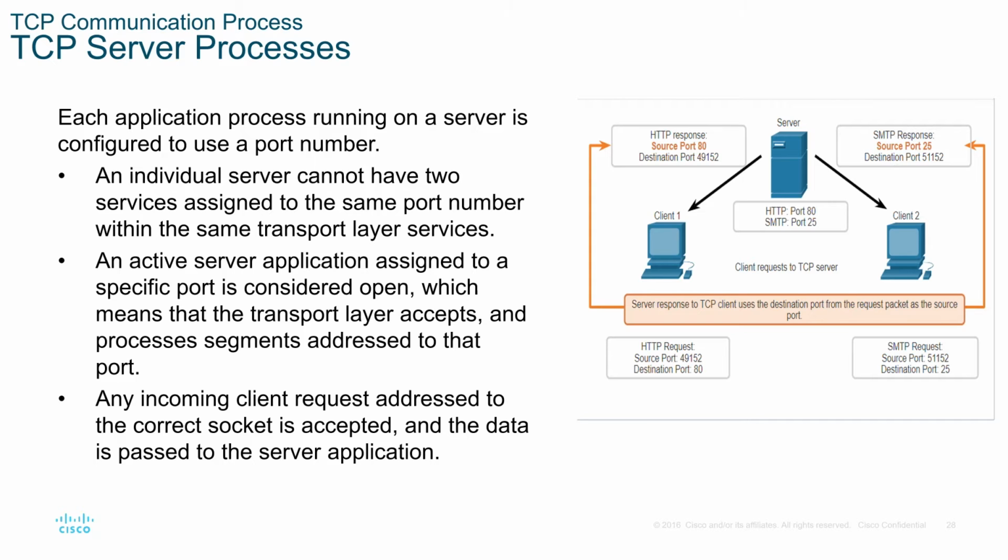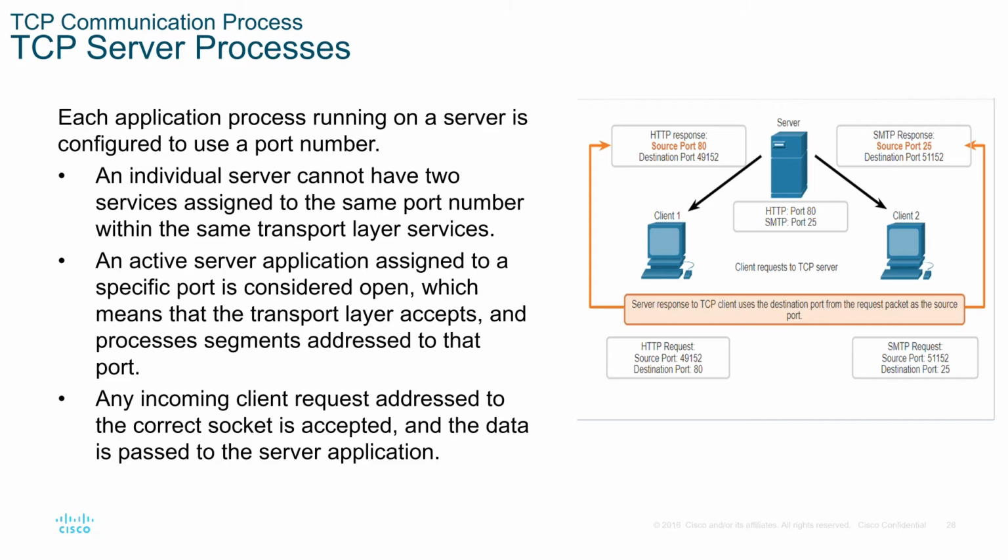Here, you can see the TCP server process. Each application process running on a server is configured to use a port number. In a later part of the Cisco curriculum, we can see how to use access control lists to block particular services that we may not want to have running on our system. An individual server cannot have two services assigned to the same port number within the same transport layer services.